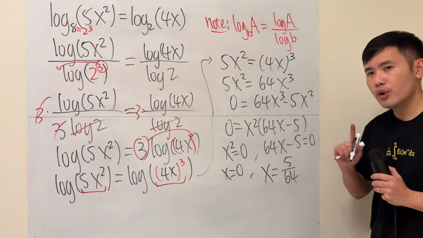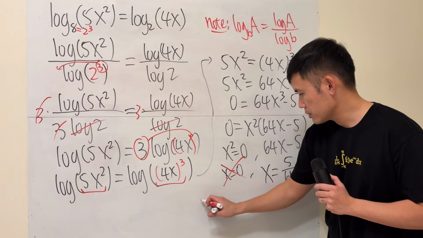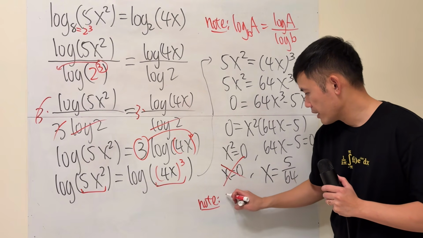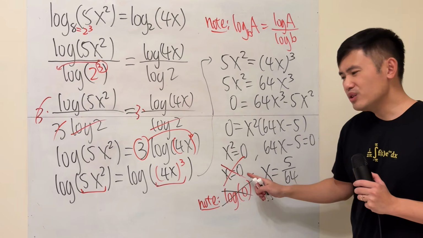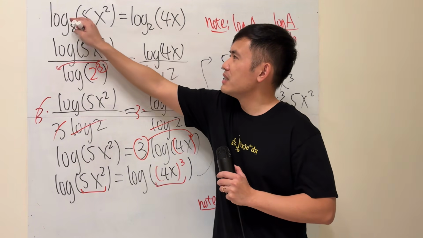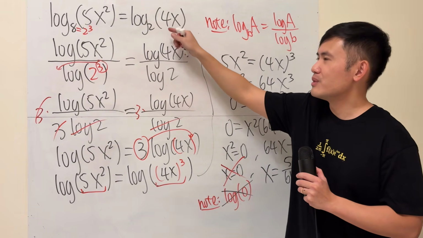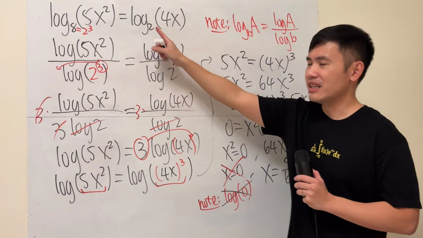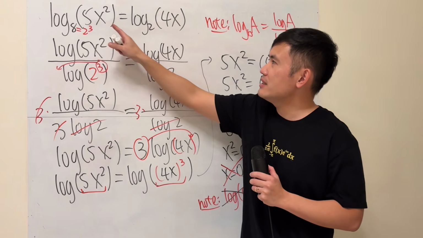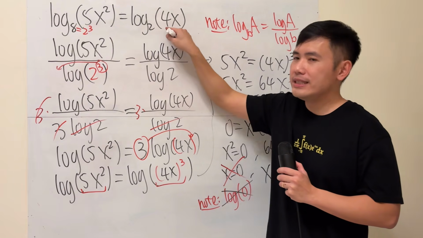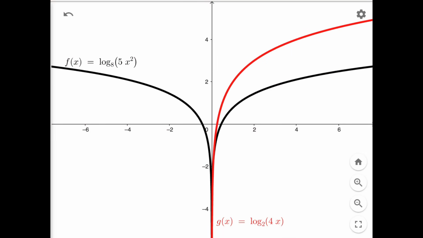Two answers? No, this is not allowed. Because, let's just note, log of 0 is not defined. Even though when you put 0 into here, you get undefined, you never say undefined is equal to undefined. So you don't really consider this as the answer. Just don't do that. And in fact, if you graph this and you graph that, like y is equal to this, y is equal to that, you actually don't see an intersection at x equal to 0.